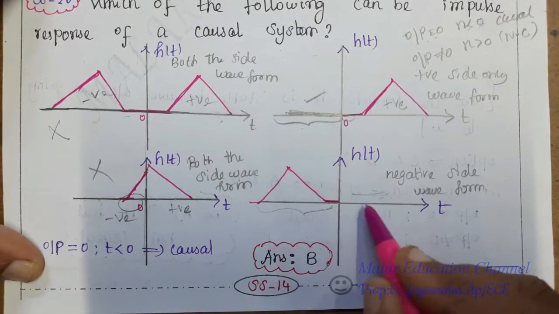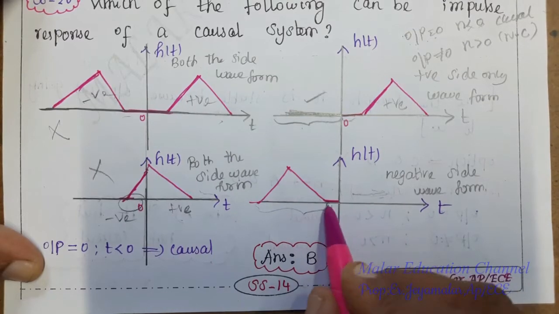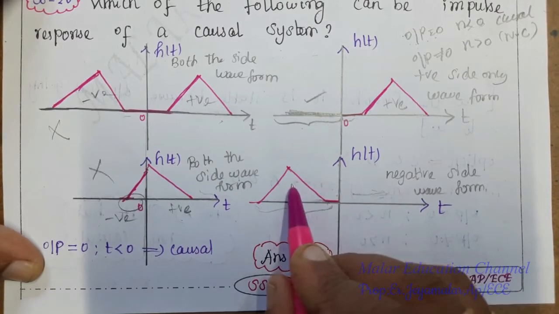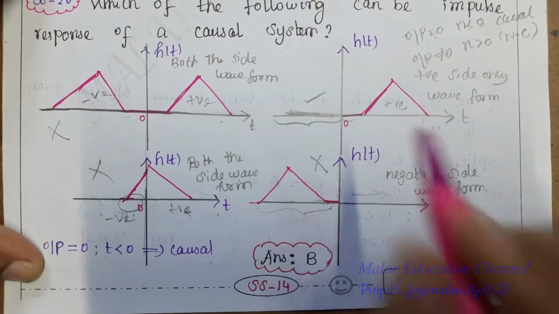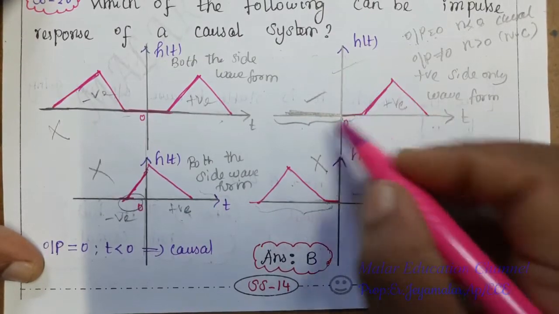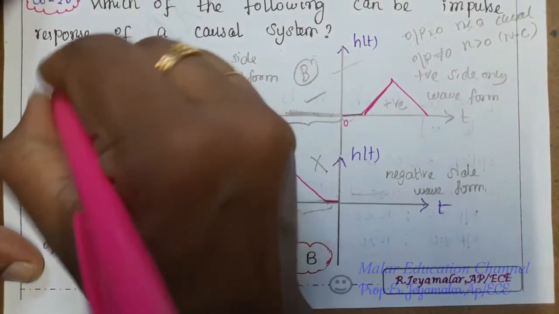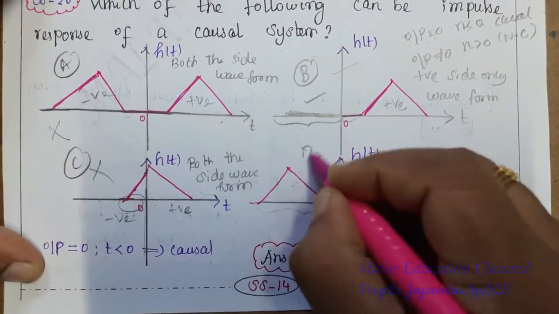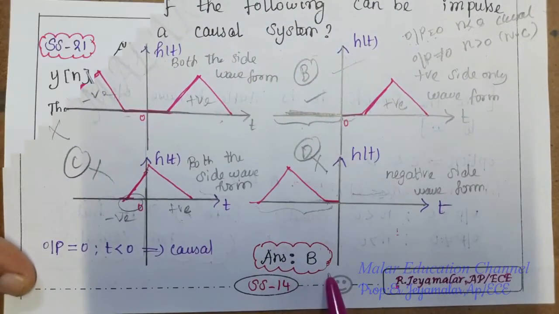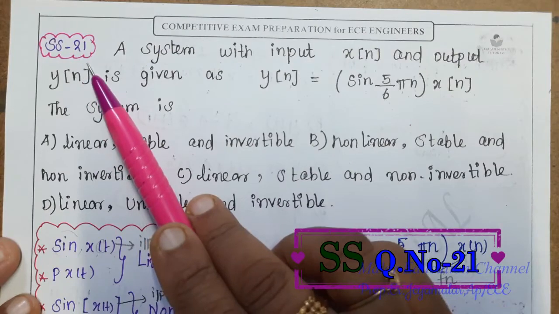The output is nonzero for negative n, so this is not a causal waveform. Hence the correct answer is B. This is option A, this is C, this is D. The correct answer is B.